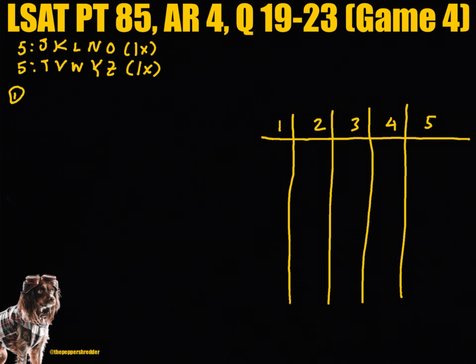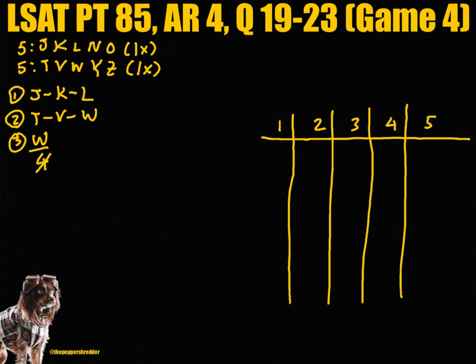The rules are as follows. Rule 1. J must be placed before K, which must be placed before L. Rule 2. T must be placed before V, which must be placed before W. Rule 3. W cannot be fourth. Rule 4. N and Y cannot be grouped together. Rule 5. O and Z must be grouped together.